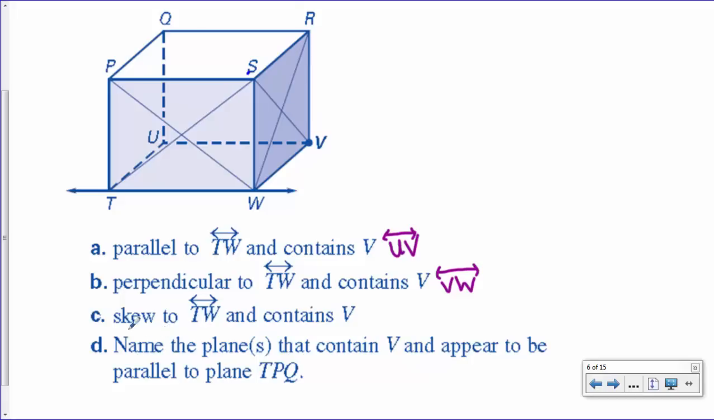A line skew to line TW and contains point V. Skew again means that the two lines are going to be in two different planes. A plane on a 3D object is each side of the object. So in order for it to contain point V, it would have to be line RV.